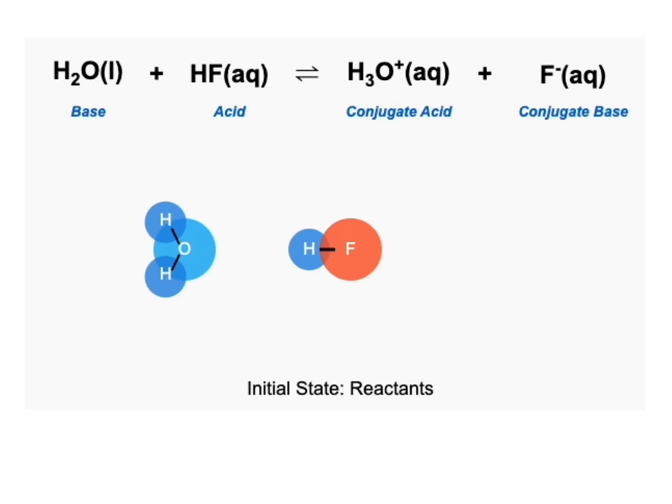As a result, it's natural to use these terms. H2O is the base, HF is the acid, and as a result, H2O, once it's gained a proton, becomes H3O+, the conjugate acid. HF, once it's lost a proton, becomes F-, the conjugate base. In the reverse reaction, it's always the conjugate base reacting with the conjugate acid to go back and form the normal base and acid on the left-hand side.